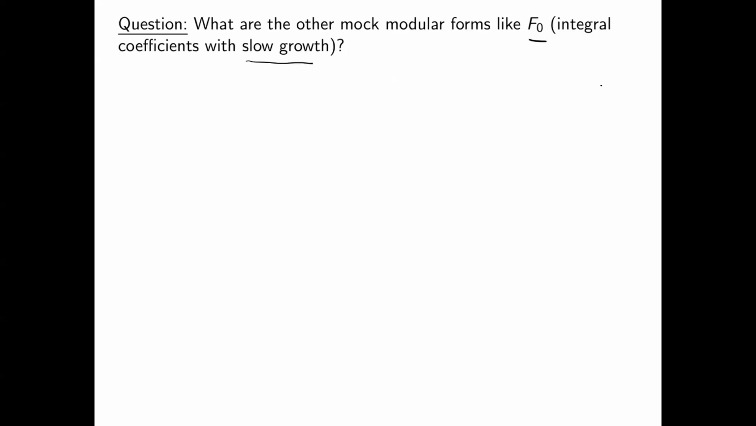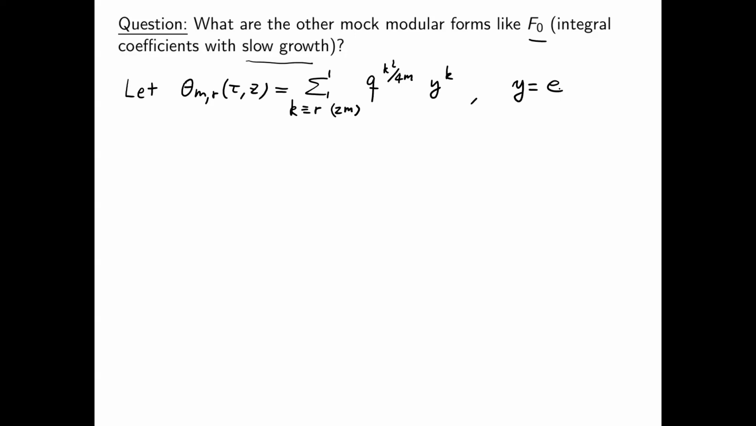Okay, so that's very nice. And now I want to ask the question, what are the other Mach modular forms that have integral coefficients with slow growth? Okay, so for that, I need to define what's called the Mach theta function. And then, so let me briefly introduce this function with two variables. So not just tau, but also with a Jacobi variable, okay? And it just looks like the usual theta function because it is what it is, okay?